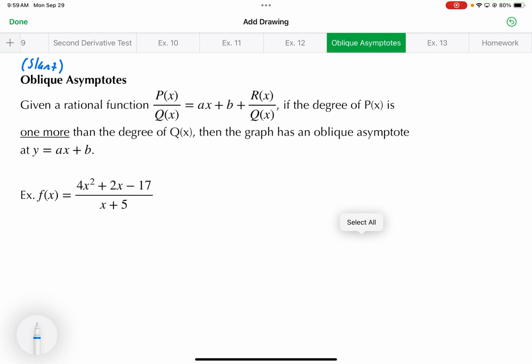You said what? Divide, how? With division. We have to use polynomial long division to get it into this form so that we can find what our slant asymptote is, or our oblique asymptote is.